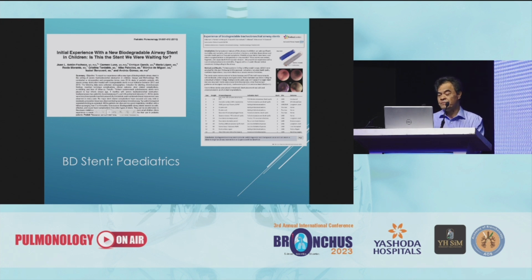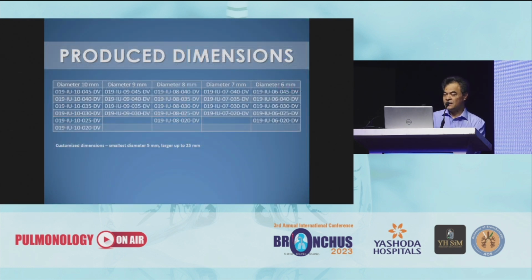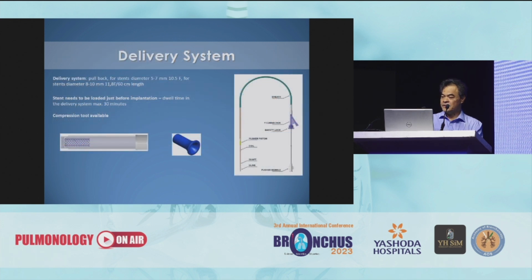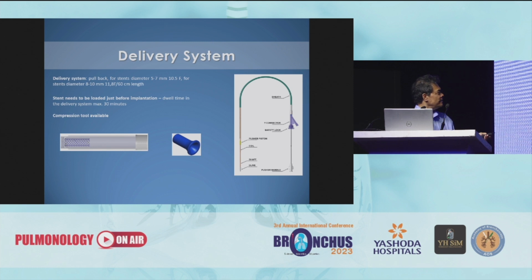I don't do intervention in pediatrics, so basically, based on the papers, the BD stent seems to be favorable even in pediatrics. And it's custom made, so it can be as small as 5 mm in diameter, up to 25 mm. And that's the delivery system, almost something like the delivery system for a metallic stent, I think. But the stent needs to be loaded just before implantation.